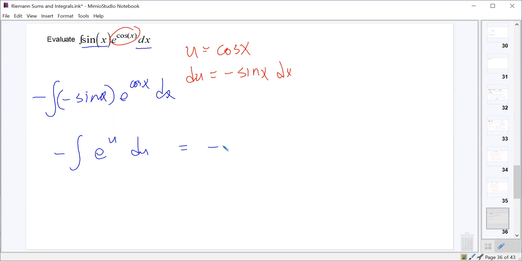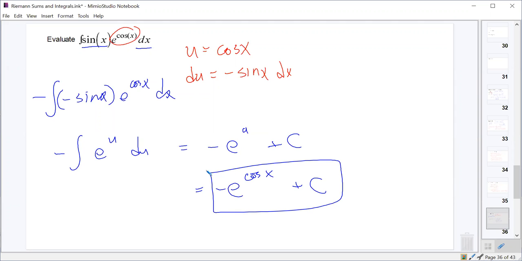This integral is negative e to the u plus our constant, and u is cosine x, so we'll resubstitute in negative e to the cosine x plus our constant. And the point often comes up about, well, what about that negative being outside the integral? Shouldn't it be the opposite of the integral of e to the cosine x plus c?